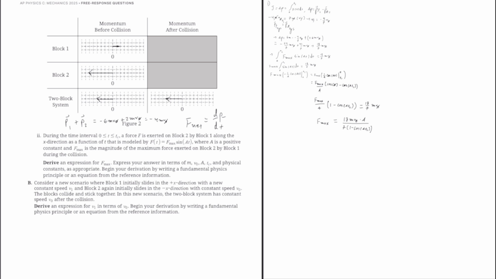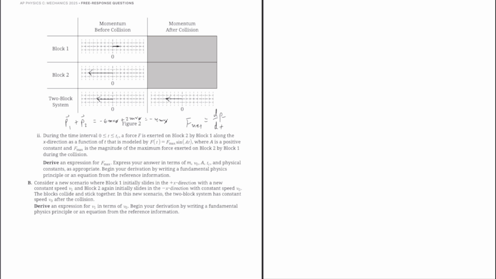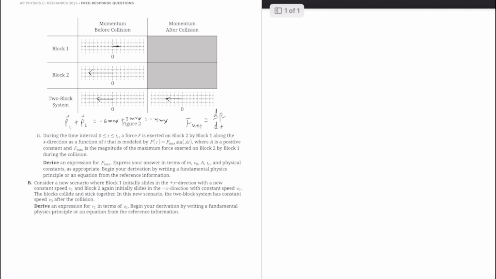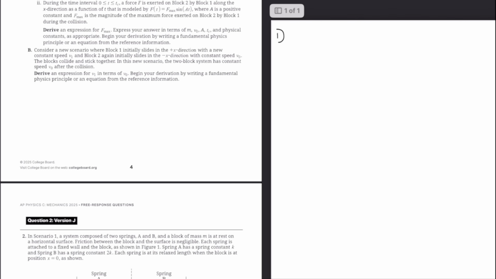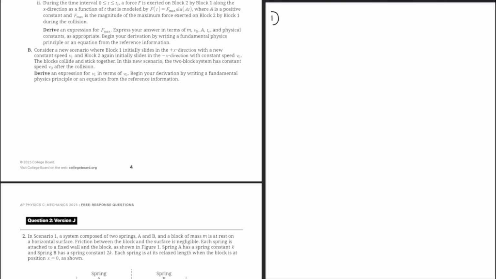Now I'm going to delete all of this. So this is still for question 1, but we are going to look at question 1, part B. Consider a new scenario where block 1 initially slides in the positive x direction with a new constant speed v1, and block 2 again initially slides in the negative x direction with constant speed v0. The blocks collide and stick together. In the new scenario, the two-block system has constant speed v0 after the collision. Derive an expression for v1 in terms of v0.